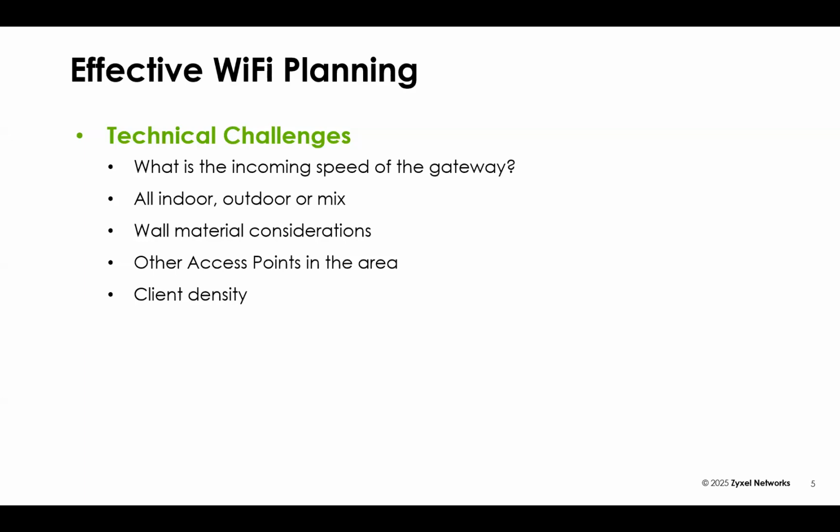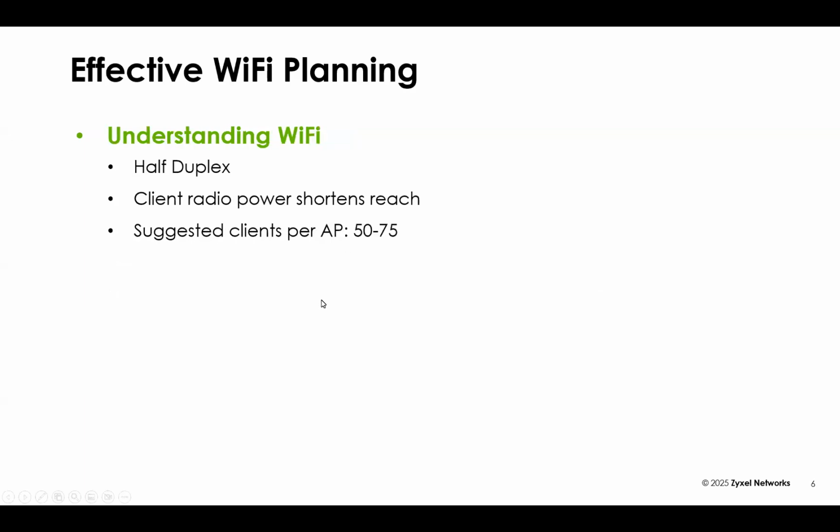Next up is client density. You have to think about what kind of density of clients is going to be set up in a particular space. So if you're covering a convention hall, you have to look at how many client devices you're going to support and then think about how many access points are going to be needed. And that's something we're going to talk about on the next slide: understanding Wi-Fi and some of the limitations, I'd say, with Wi-Fi.